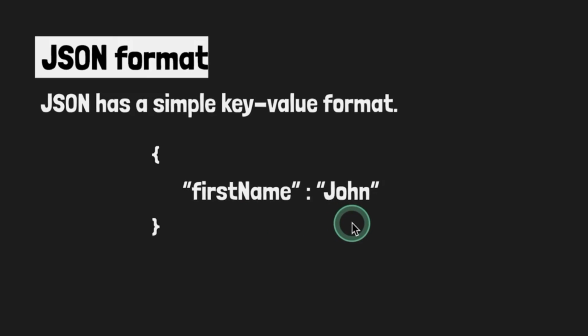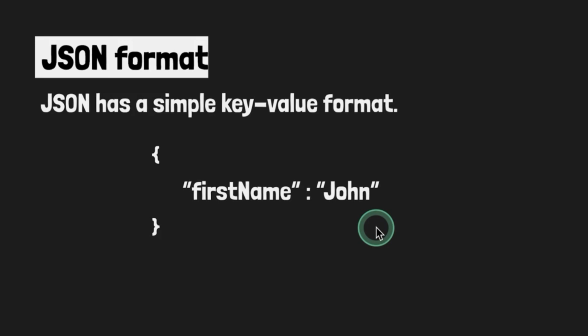To make it even more valid JSON, we would also add these curly brackets, and essentially this will create an object that has only one property. So this object will have the property first name and the value would be John. So quite easy to understand.